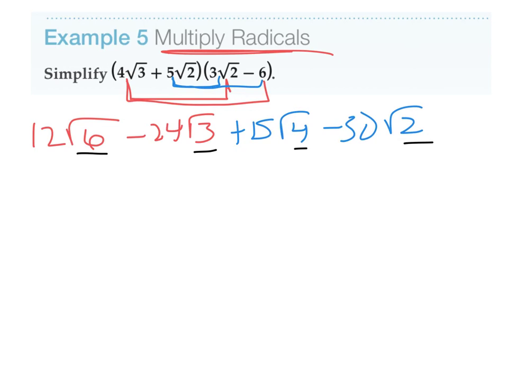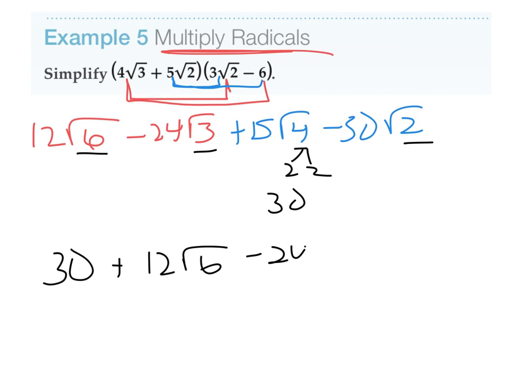So this simplifies by doing a factor tree of 2 and 2. So the 2 actually comes out. So this becomes 30 without a radical sign. And we don't have anything else that's alike. So our answer then is 30 plus 12 radical 6 minus 24 radical 3 minus 30 radical 2.